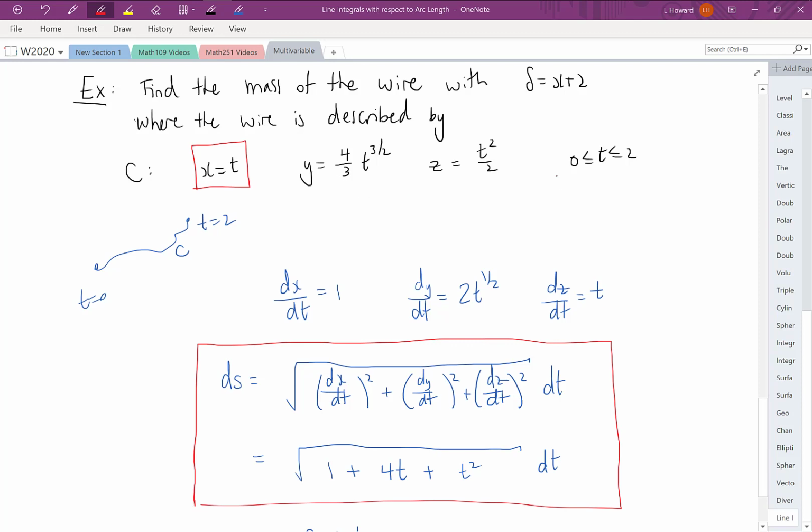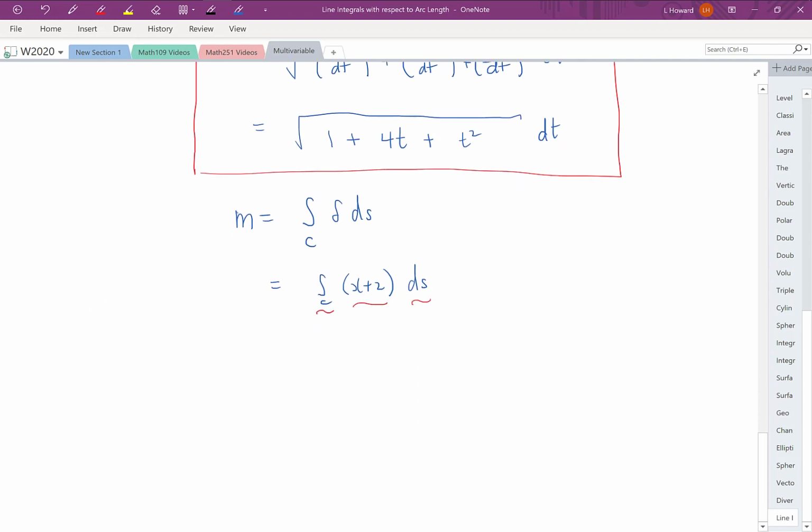And then to get our limits of integration, again, those would be given as part of the problem. t would be ranging between 0 and 2. So I think we're ready to plug everything in and get this switched over to the variable t. So we said t is going to be ranging from 0 to 2.